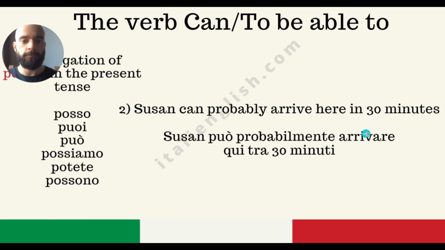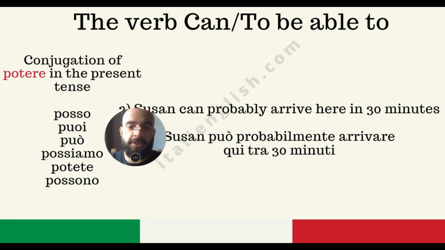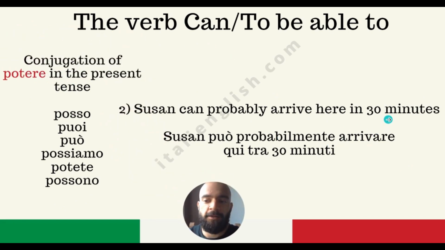Next one. Susan can probably arrive here in 30 minutes. Susan is the subject. Può. Here we're not acknowledging a skill, like we said. We're using can in the sense of being physically able to do something. It's not a skill. We're not acknowledging any skill. So we use potere. That's why I've written the conjugation of potere here.